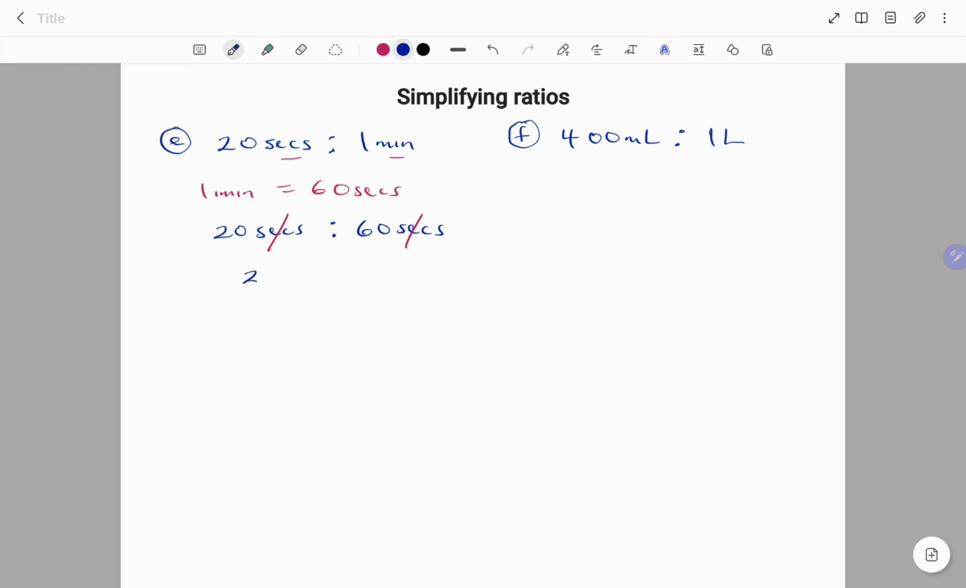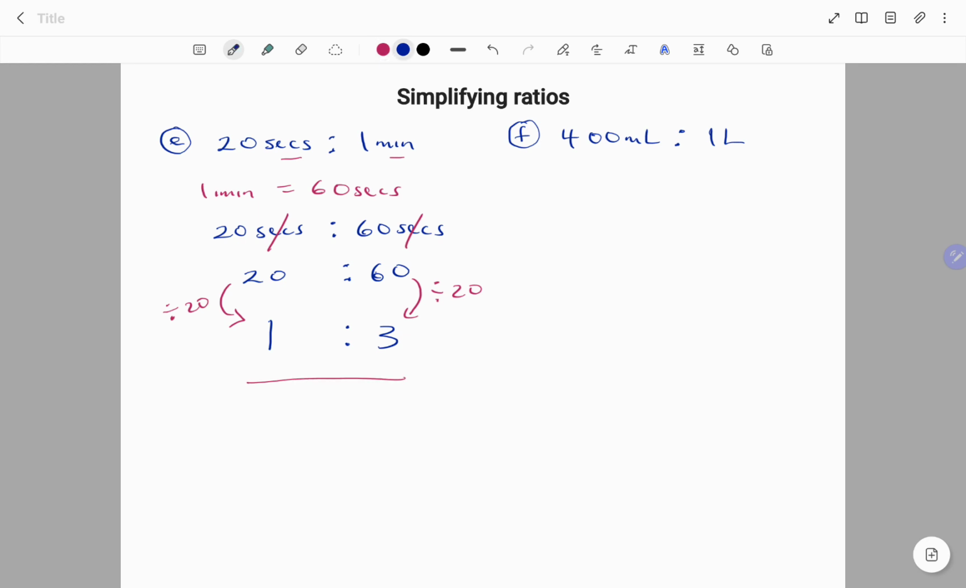Then I'm left with 20 to 60. The highest common factor for 20 and 60 is 20. So I'm going to be dividing both values by 20. 20 divided by 20, I have 1. And 60 divided by 20 is 3. So the ratio 20 seconds to 1 minute will give me 1 to 3.